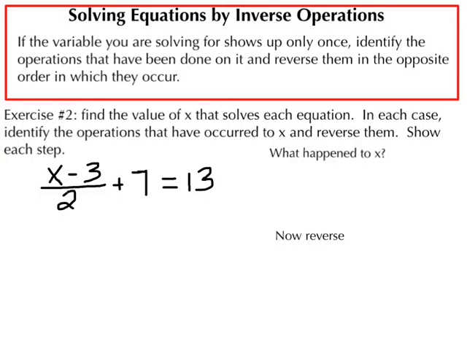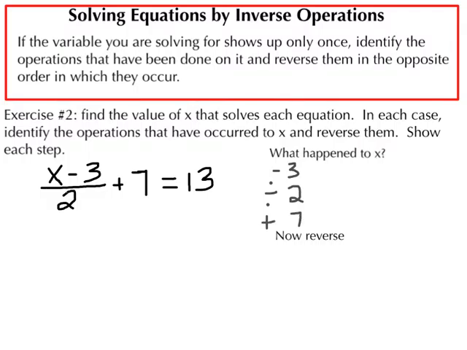So let's take a look at exercise number 2, a little bit more complicated problem. Find the value of x that solves each equation. In each case, identify the operations that have occurred to x and reverse them. Show each step. So we're going to start off by just writing down our steps. What happened to x? Well, the first thing I see is we subtracted 3. Then we have to divide by 2. And then add 7.